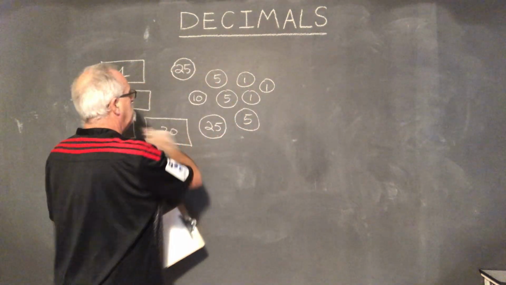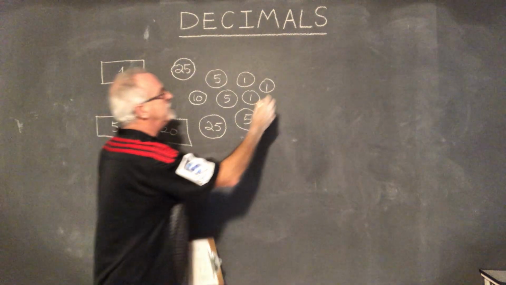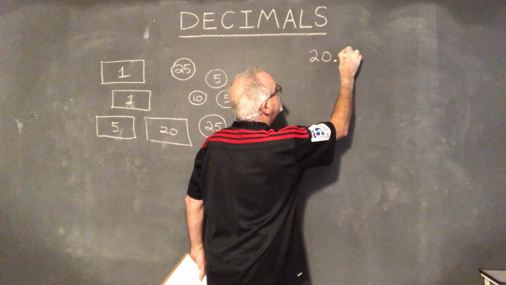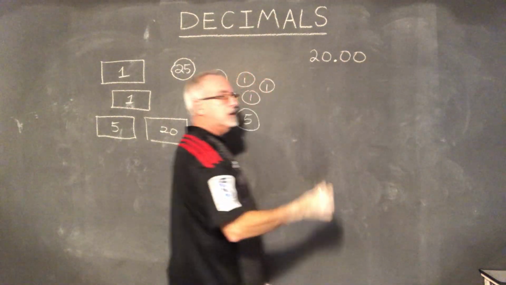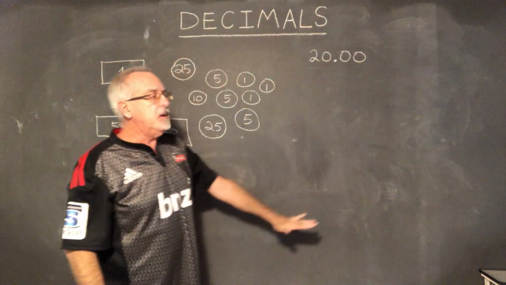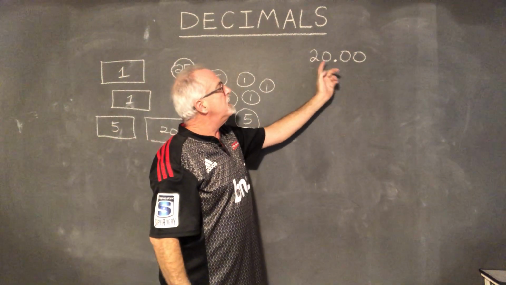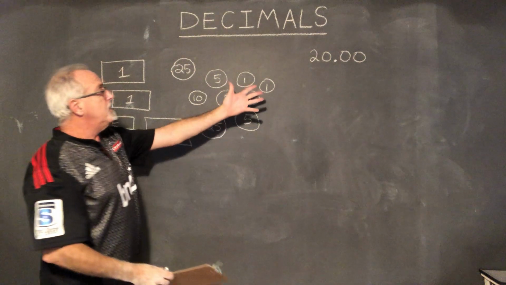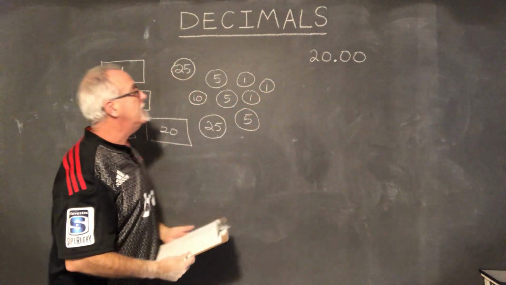Okay, I'm going to start with the biggest ones, and that's the $20 bill. And I have to write it in decimal form, which means 20.00. Even though I could just write 20, that might be confusing. Money, we show it with those 4 place values that we started this lesson with. So $20 looks like this when we write it as a decimal.